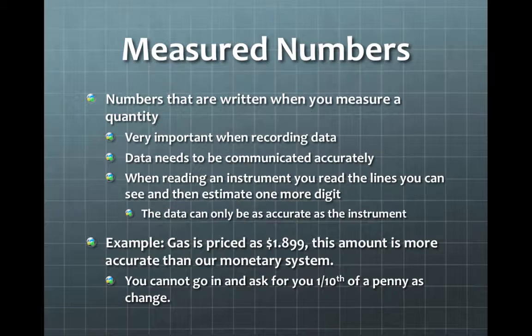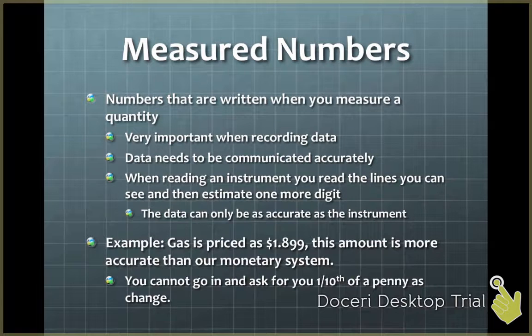So this is an example I always like to use because you guys are familiar with this. Gas is priced incorrectly. For instance, I'm not sure what the gas is today, but the other day it was $1.89.9. Now, our currency does not allow us to have a thousands place right here. We have down to the penny, so I can tell you something is $1.89, or I can tell you something is $1.90, but I can't tell you it's $1.89.9. This amount is more accurate than our monetary system is.